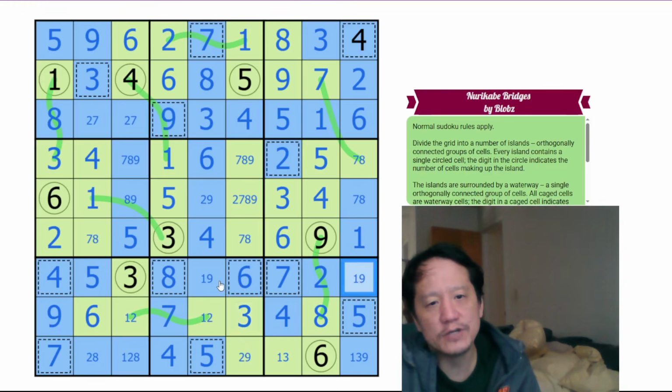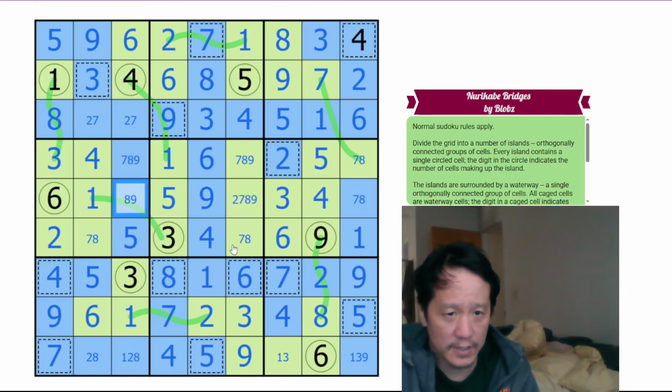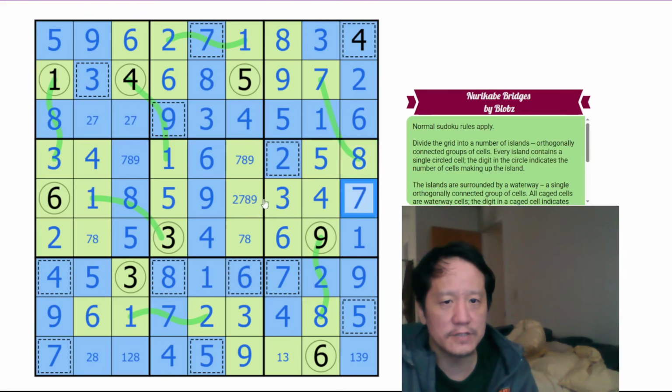1 eliminates 1 here, so it's 9, which makes this 1, which eliminates 1 here, so that's 2, which makes that 1 there. 2 eliminates 2 here, so that's 9, which eliminates 8 and 9 here, so that's 8, which makes this 7, that 8. This can't be 7, 8, or 9, it's 2. This 8 eliminates 8 here, so that's 2, which makes this 8.